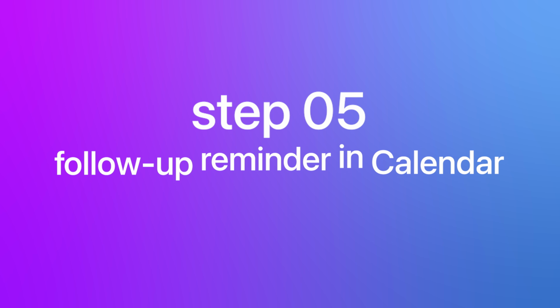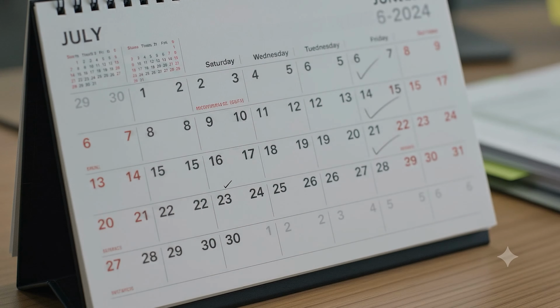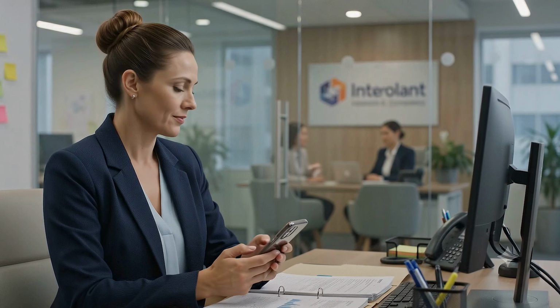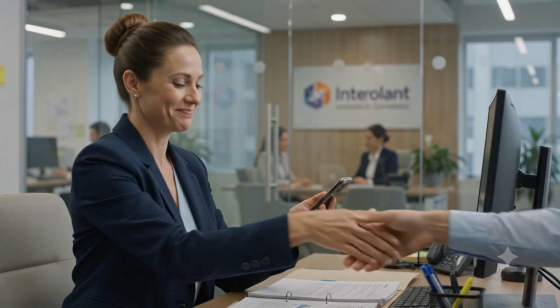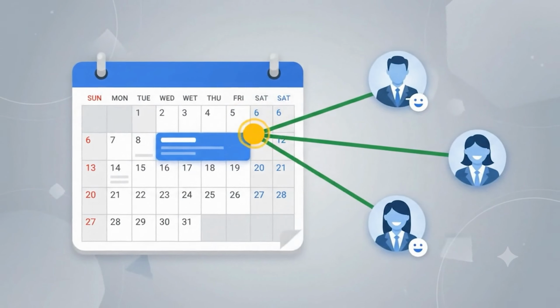Step 5. Create a follow-up reminder in Google Calendar. One of the biggest reasons businesses lose potential customers is because they forget to follow up. Imagine a customer asks for pricing today and you promise to contact them again next week. If you forget, there's a good chance they'll choose another company. That's why we'll use Google Calendar to remind us exactly when it's time to contact each lead.